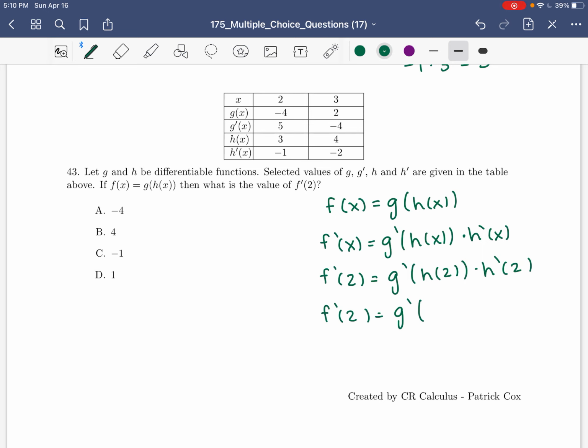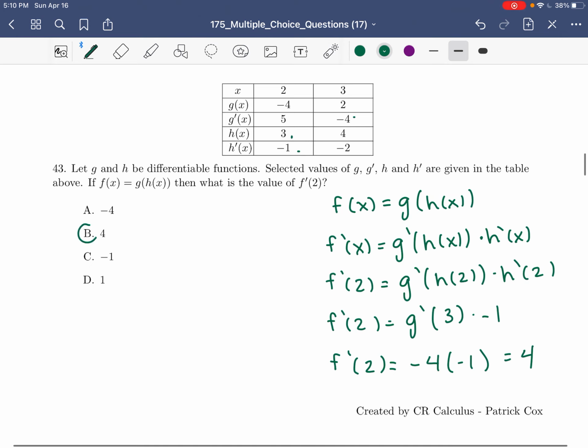So based on my table, h of 2 is going to equal 3. H prime of 2 is going to be -1. And then the last thing I need is g prime of 3. So g prime of 3 is going to be -4 times -1, which makes our answer +4.